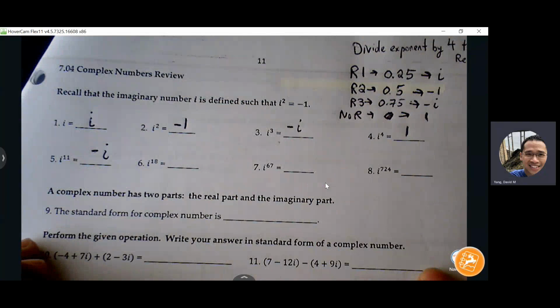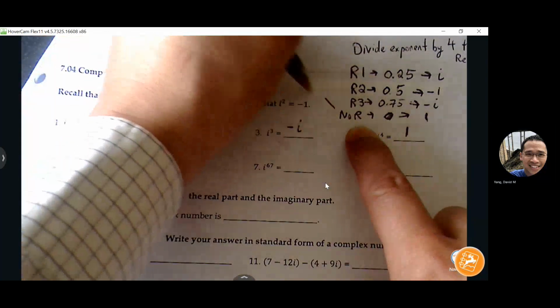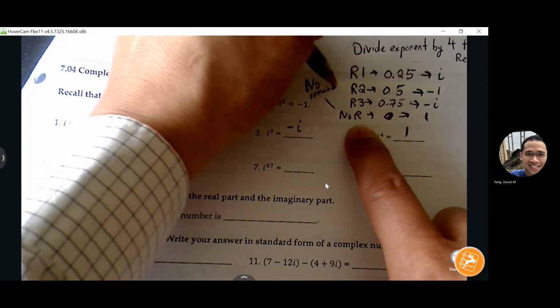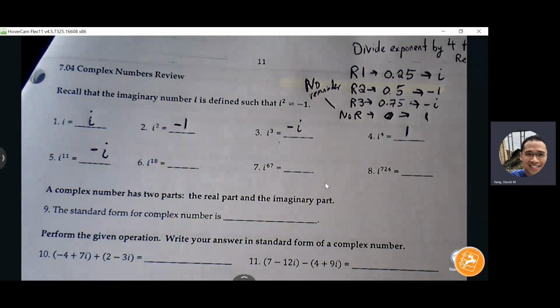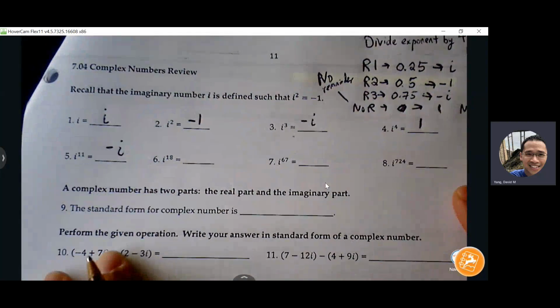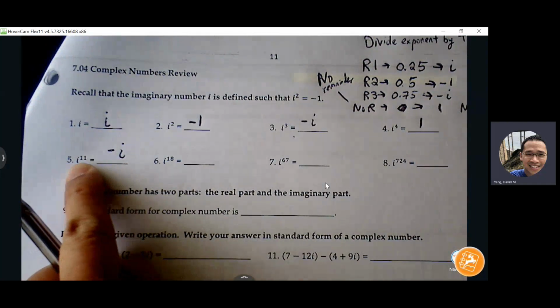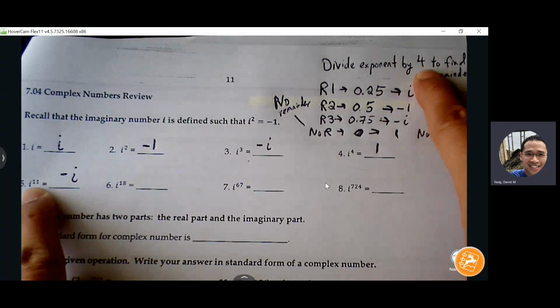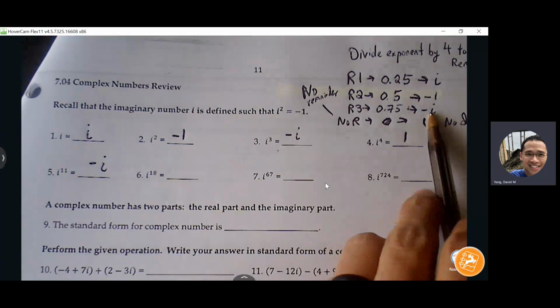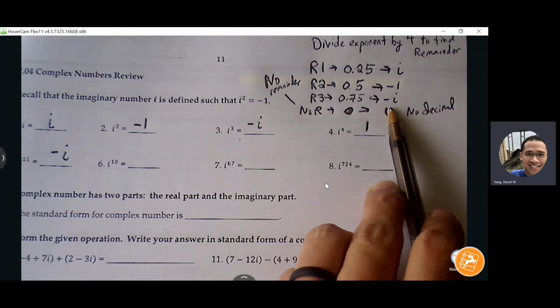The last remainder you have, what does that say? Oh, no remainder. So if it divides out evenly, perfectly, with no decimal afterwards. Yeah, so we'll practice that. So for instance, 11, right? That's my number. I divide my exponent by 4, and I get 0.75, so 0.75 indicates it's going to be negative i. So the whole number doesn't matter. Just look at what comes after the decimal.